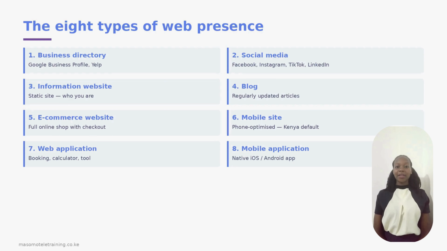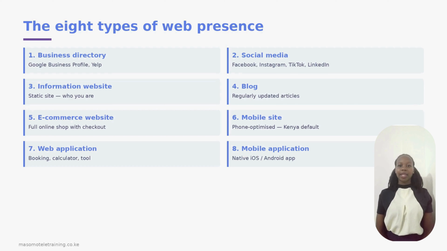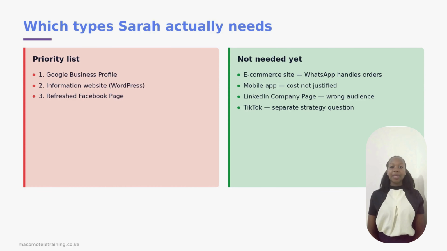6. A mobile site, a version of your site optimized for phones, which is essential in Kenya. 7. A web application, an interactive tool or booking system. 8. A mobile application, a native app for iOS or Android. Which types you need depends on what you sell.